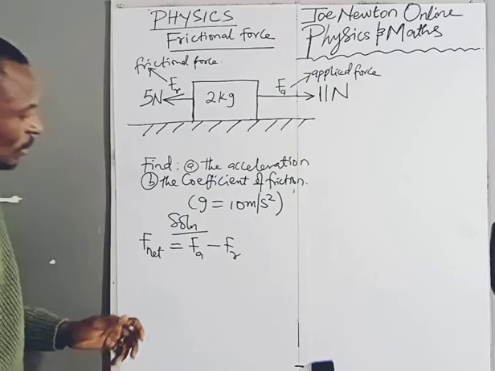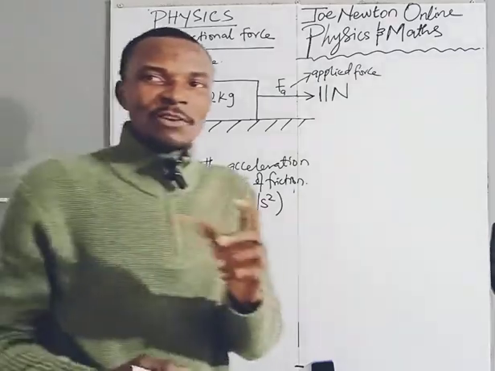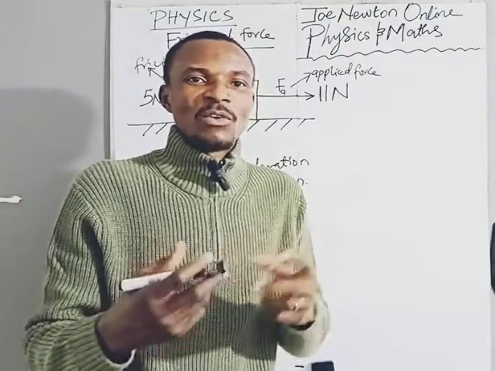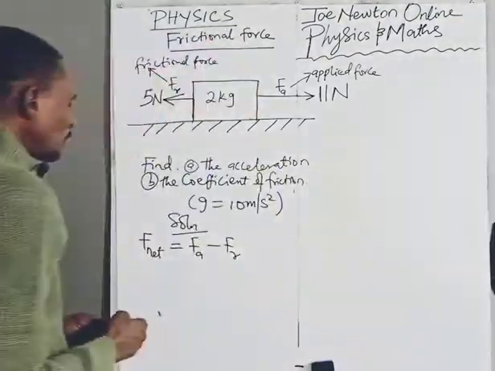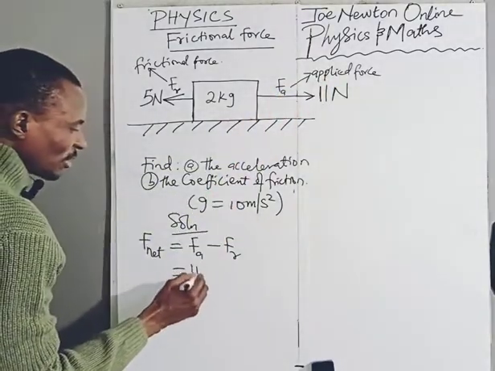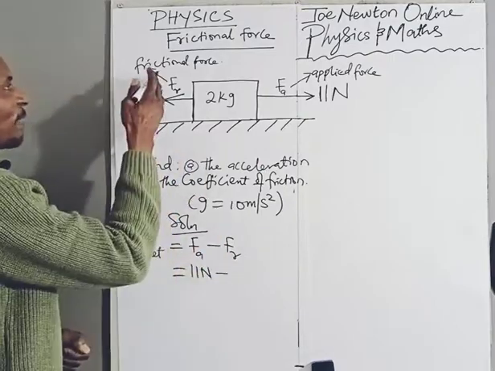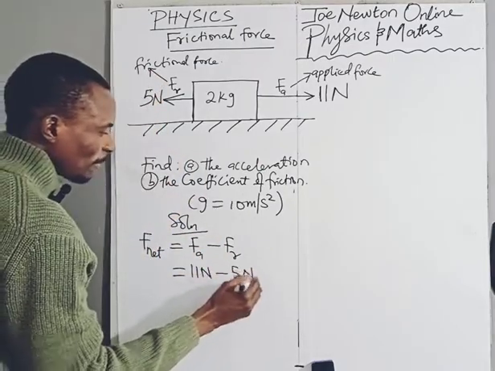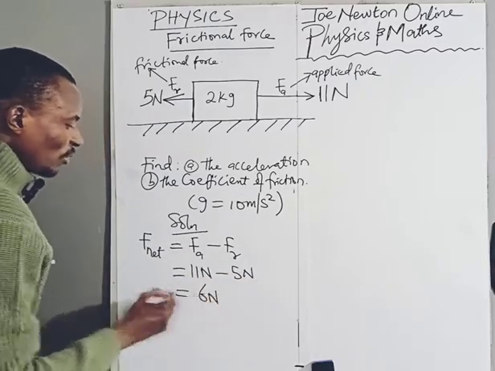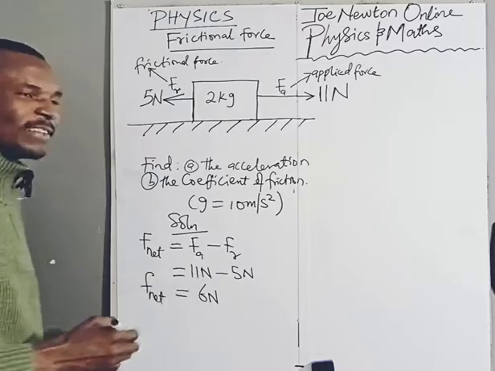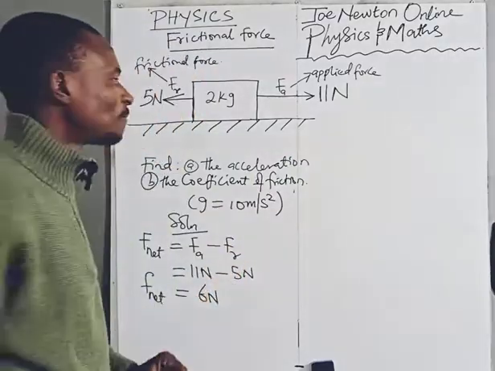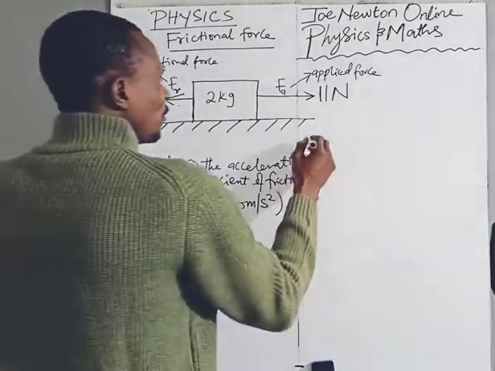Now, remember, we know that friction is the force that opposes the relative motion between two sliding bodies, two surfaces sliding over each other. Now this will give us our applied force is 11 Newton minus the frictional force 5 Newton. So we have that 11 minus 5 is 6 Newton. So the F net, or the effective force, or the unbalanced force in that system is 6 Newton.